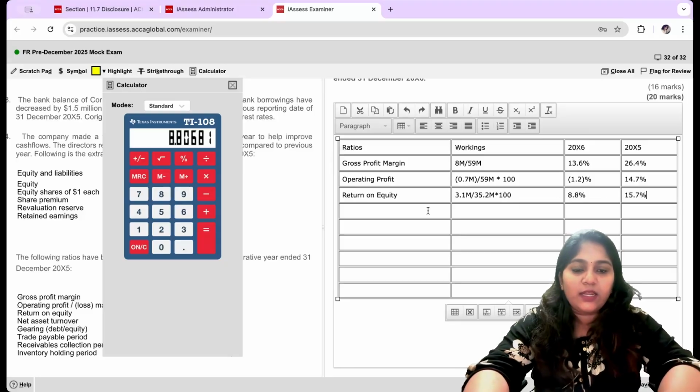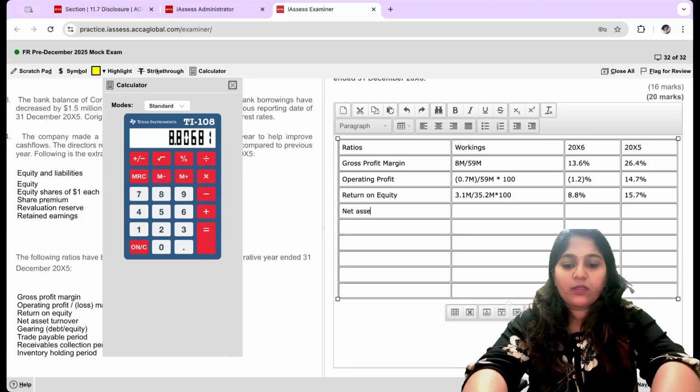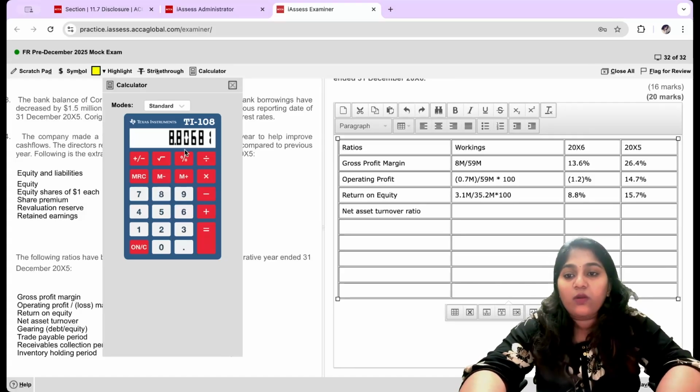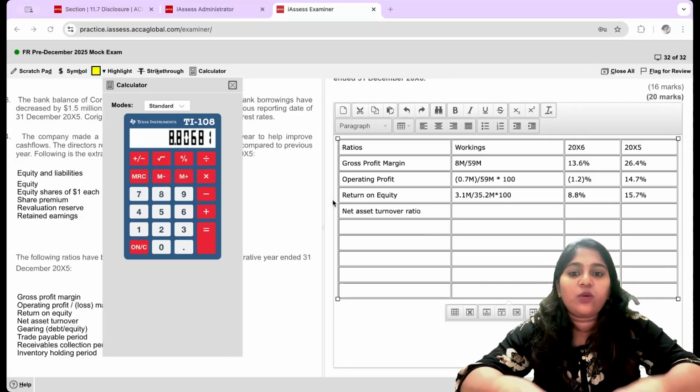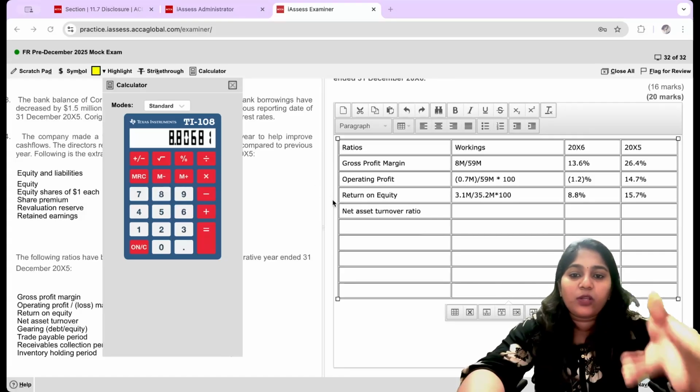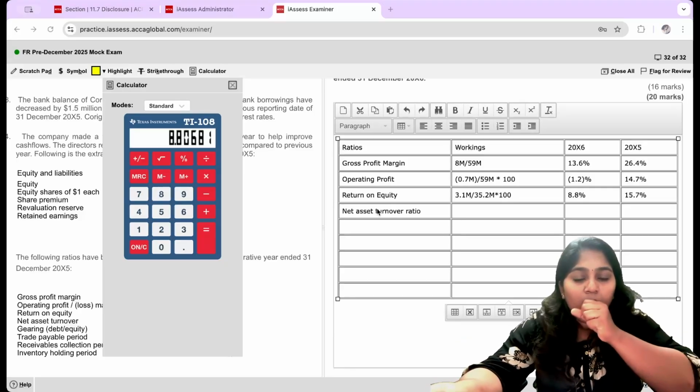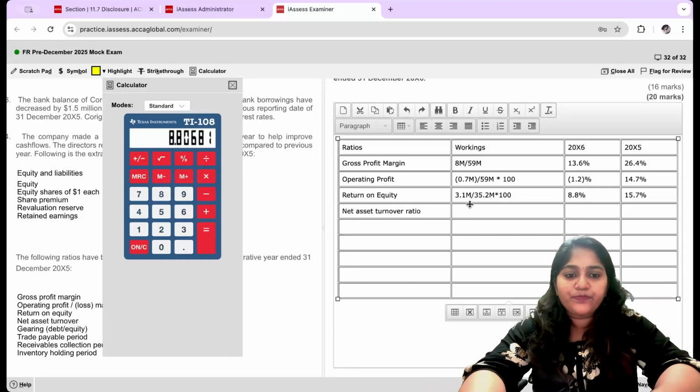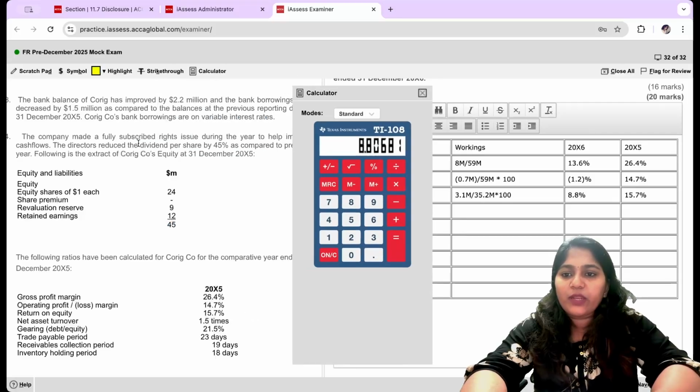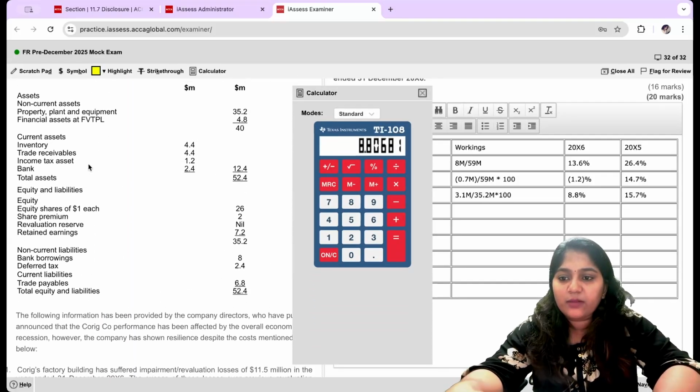The next is net asset turnover ratio. How do we calculate net asset turnover ratio? Once again, we will have to take the revenue upon PPE. Revenue over property, plant and equipment you can take, or revenue over net assets you can take.